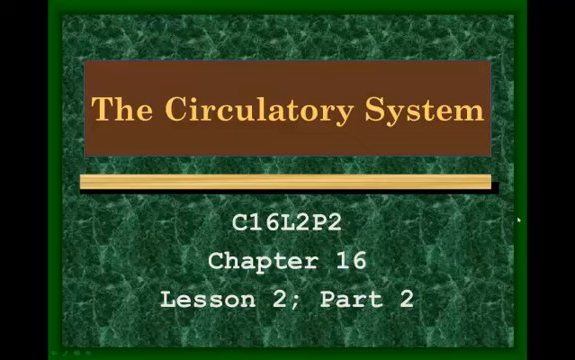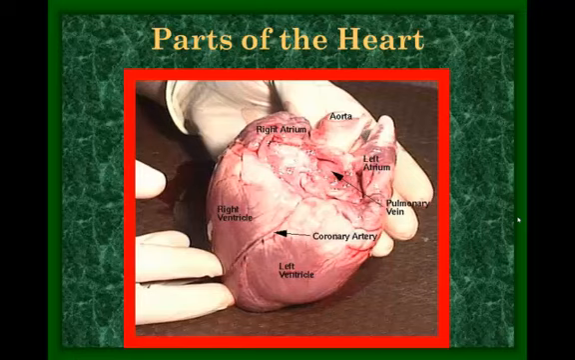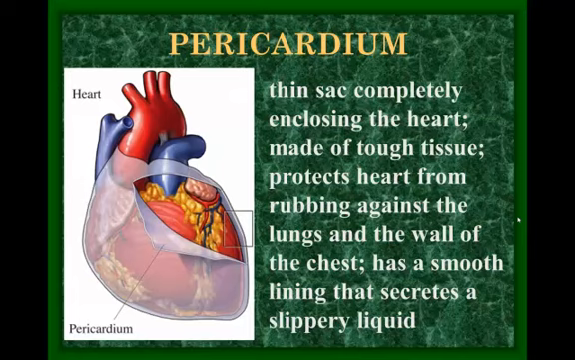Okay, lesson 2, part 2 of the circulatory system has to do with the parts of the heart. And so this is the exterior view and some of the parts that we're going to be talking about. First of all, remember when the long bones, God put a protective covering around them? And it was called what? Periosteum. Peri, around. Like perimeter.